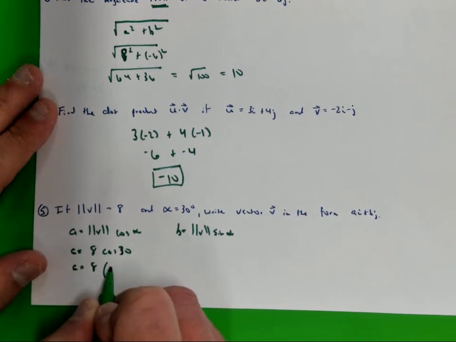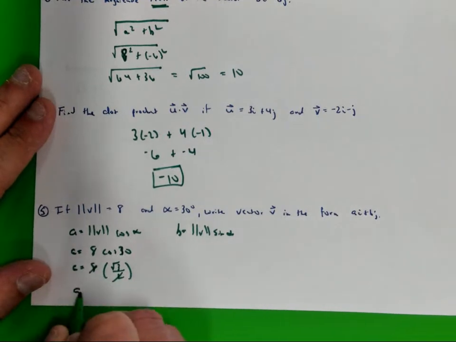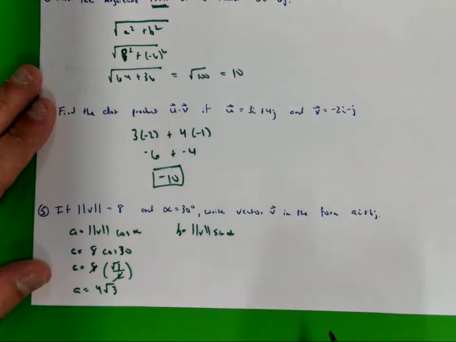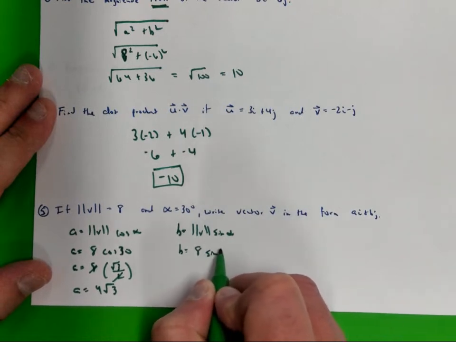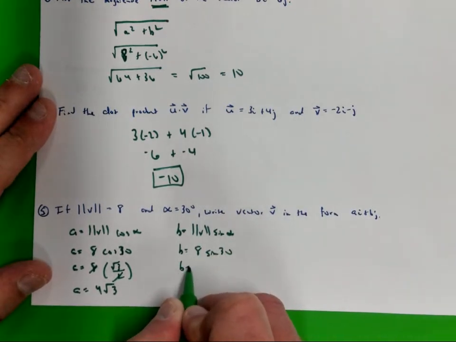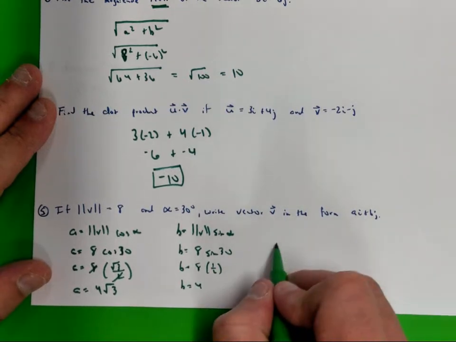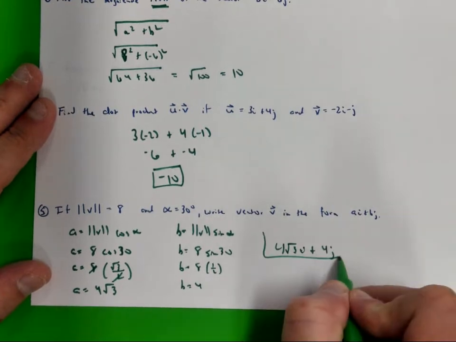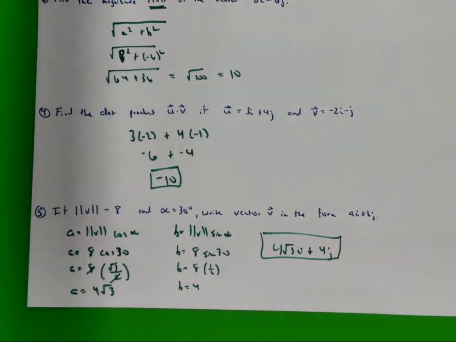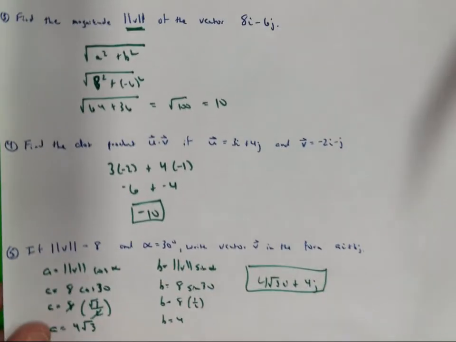a equals 8 times the square root of 3 over 2. The 2 and 8 can cancel, and that leaves you 4 square root of 3. b equals 8 times the sine of the angle. b equals 8 times 1/2. That is 4. So it'll be 4 square root of 3i plus 4j would be my vector. These are the type of stuff that you need to know out of the vector.